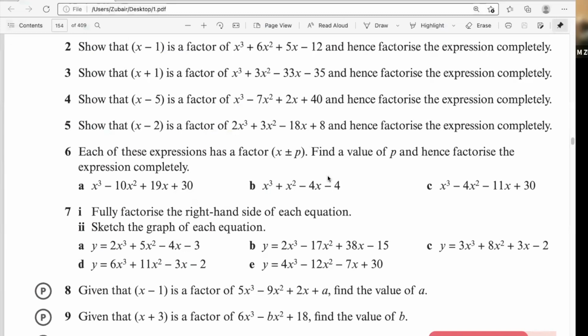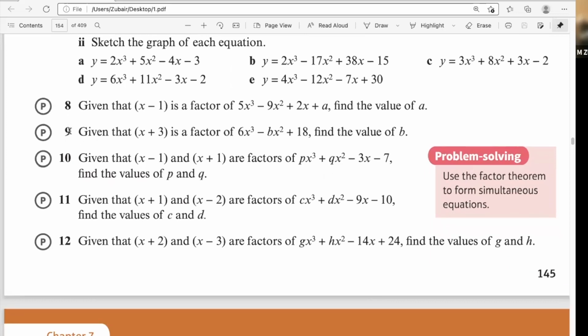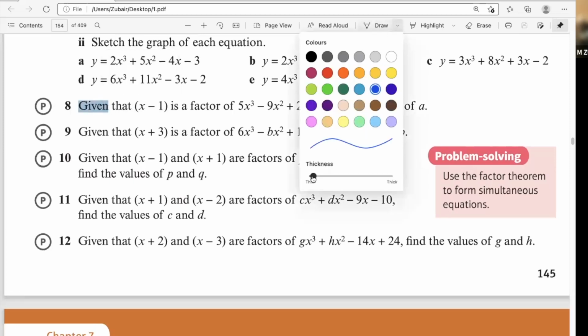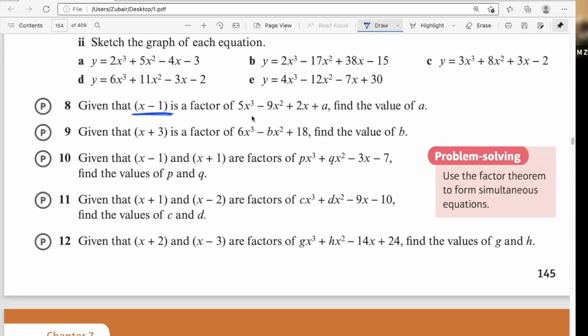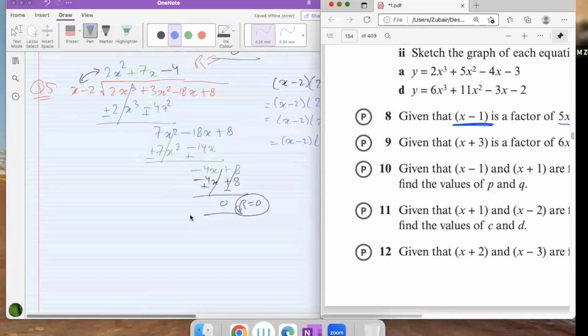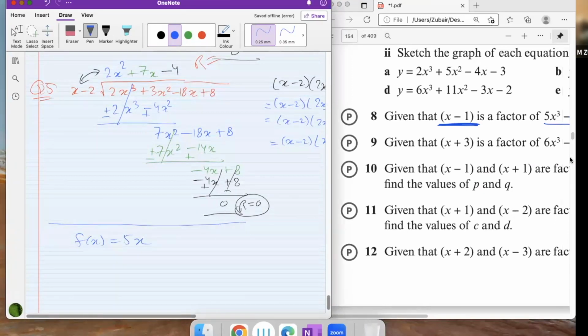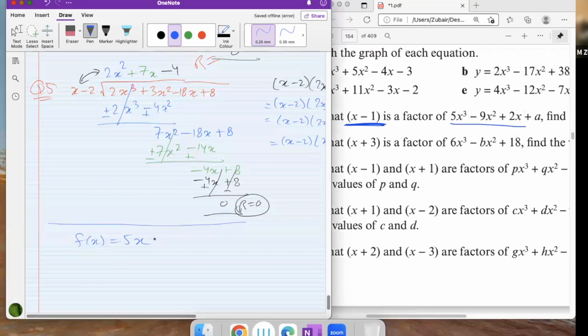So let's see. Let's try question number 8. Question 8 says, given that x minus 1 is a factor of this, find the value of a. If it is a factor, the remainder will be 0. So f of x is equal to 5x cube minus 9x square plus 2x plus a, and x minus 1 is a factor.